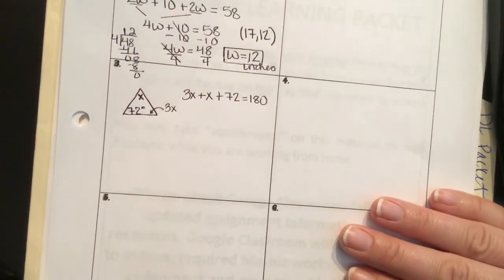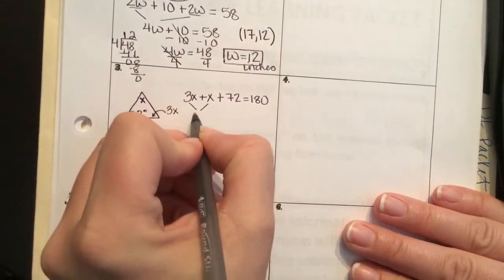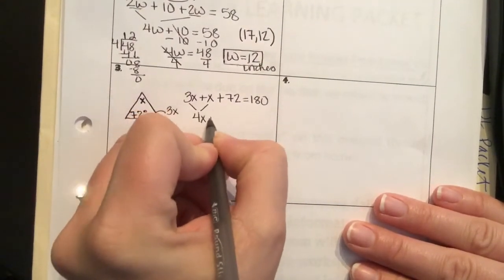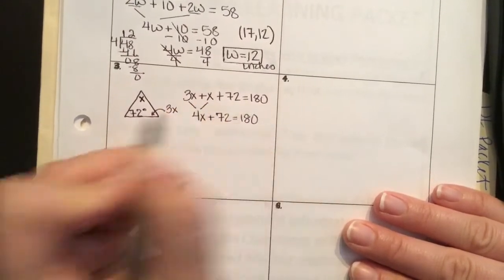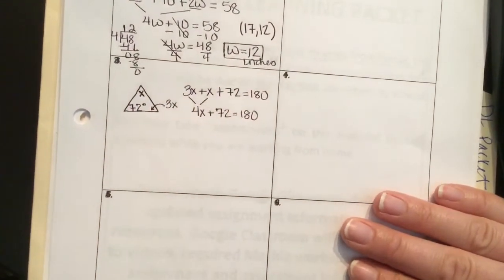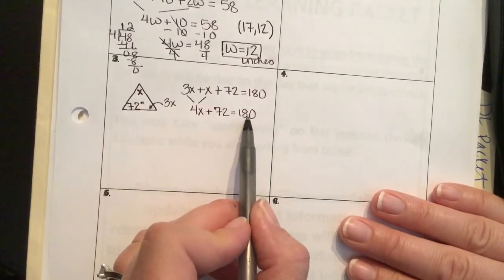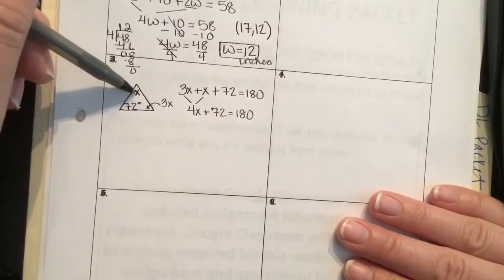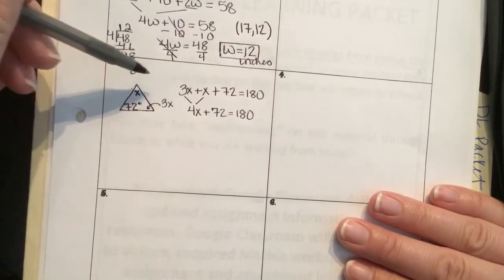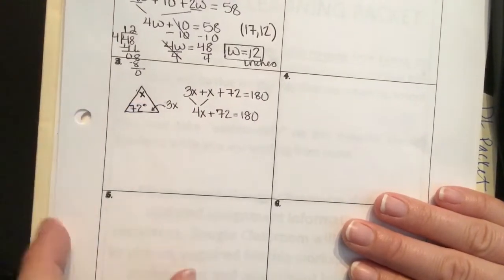Make sure at the end you do put the degrees. So we're going to go ahead and add these because they're like terms. So you have 4x plus 72 equals 180. And then I think you guys have it from here. You have to move the 72 over and then at the end divide by 4. And that's going to give you the third angle, right? So to get the second angle, you would have to times x by 3. Now let's see what the question's asking for.